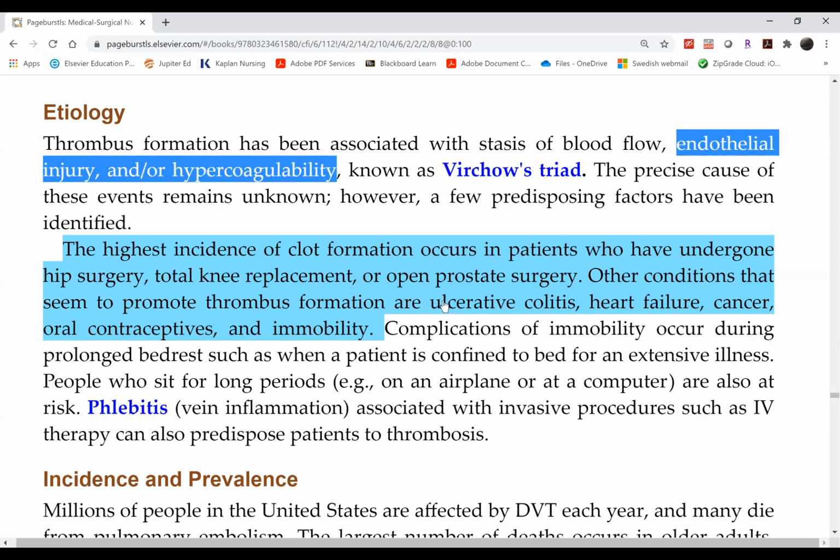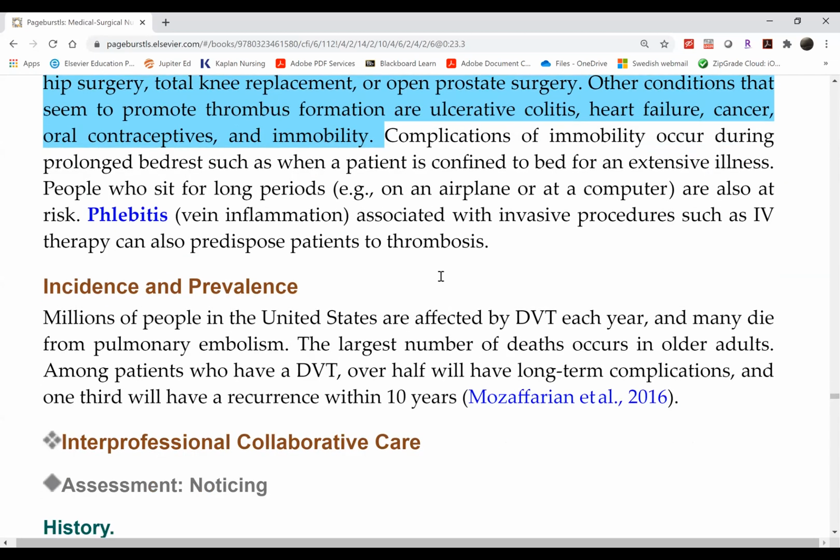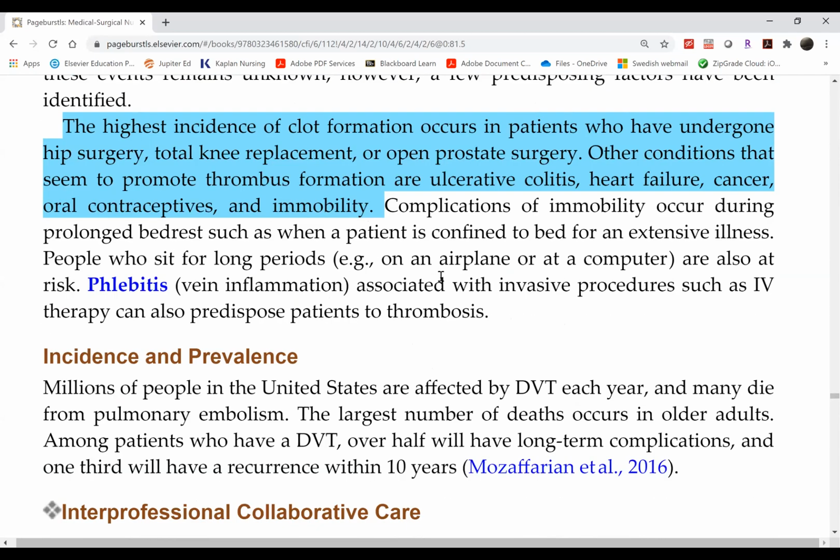The rest are these, ulcerative colitis. So this is hypercoagulability. This is venous stasis, hypercoagulability, hypercoagulability, and venous stasis again. I gave this as an example, okay, prolonged sitting for whatever reason. So you have plenty of opportunities here to form blood clots.